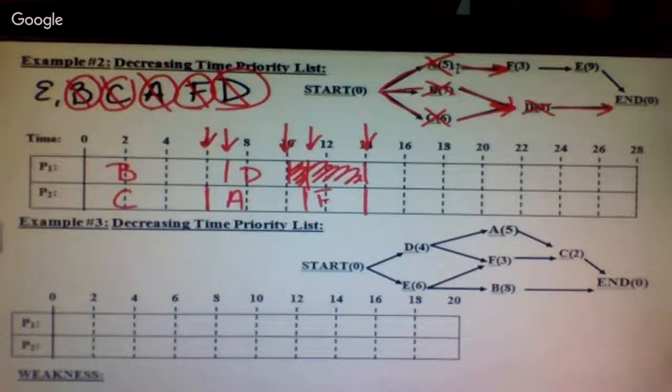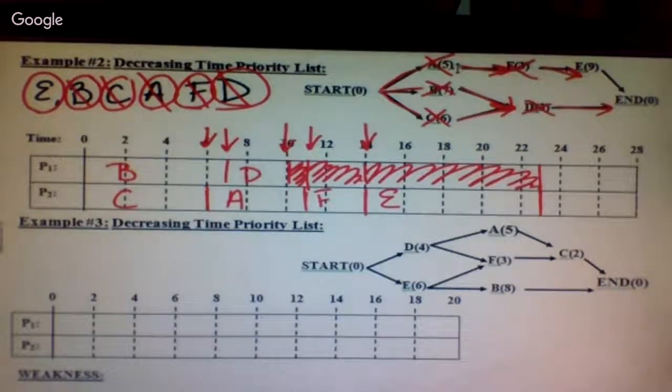At 14 minutes, we finished with F, which means E is now ready. Where would you like to put E? 2 again. Well, you're going to make processor 1 lazy. 2, 4, 6, 8, 23. Which means processor 1 has nothing to do again. And my finishing time then is 23 minutes or 23 hours or whatever.